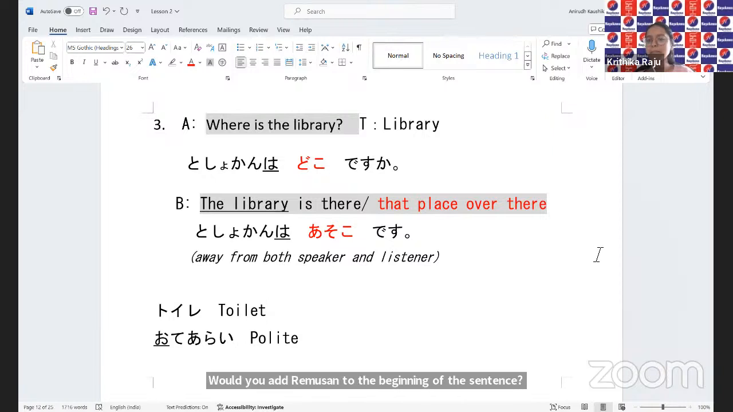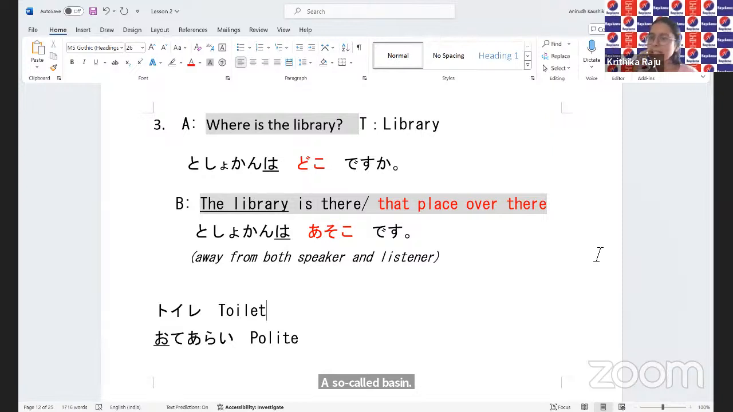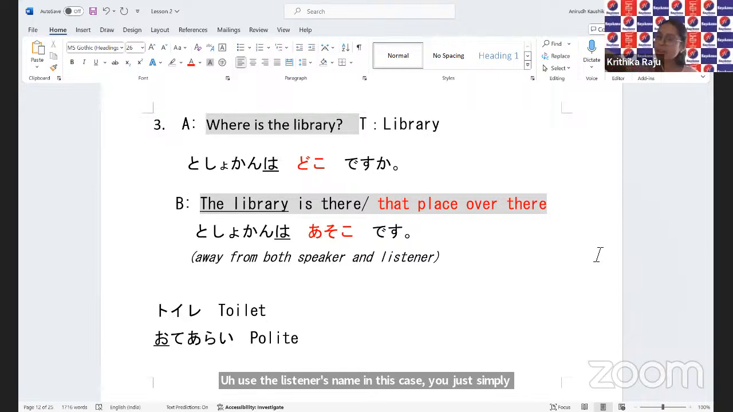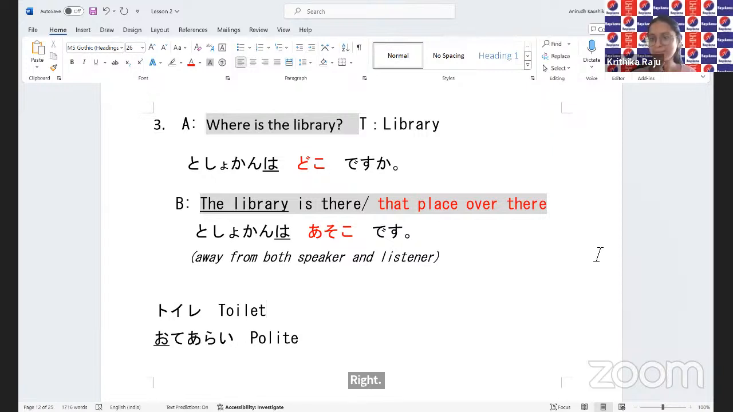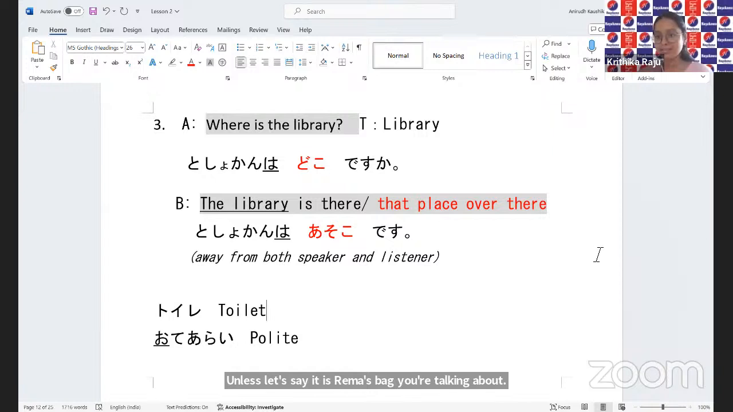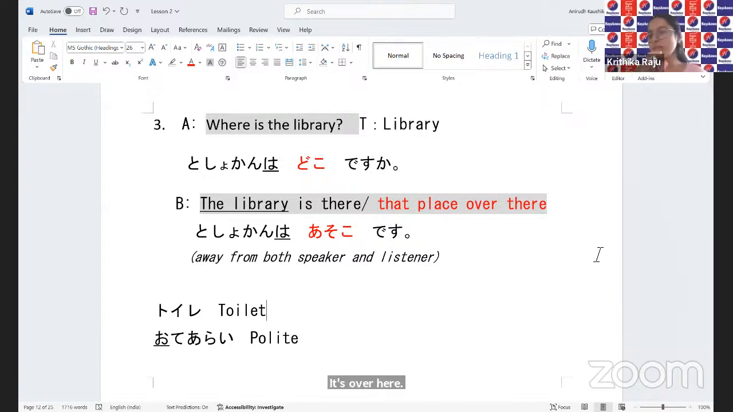Would you add Rima-san to the beginning of the sentence? Rima-san wa, toire wa, asoko desu? It's not required. You don't need to use the listener's name in this case. You just simply say, the washroom is that place over there. So you say, toire wa asoko desu. Just a reply to her, that's all. Unless it's Rima-san's bag you're talking about, then you have to say, Rima-san no kaban wa, it's over here, it is this. Then you will use the listener's name or whoever's name, but in this sentence you don't.